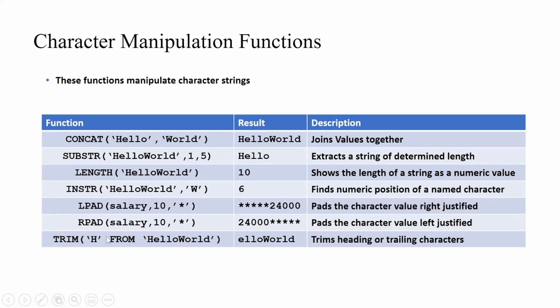Next, what we have is TRIM, for example trimming H from hello world. TRIM will remove the letter H from hello world and it will only give the rest of it. You can have multiple letters here. So not only H, you can trim hello from hello world, and you will only get world. So it trims leading or trailing characters. So these are the character manipulation functions.